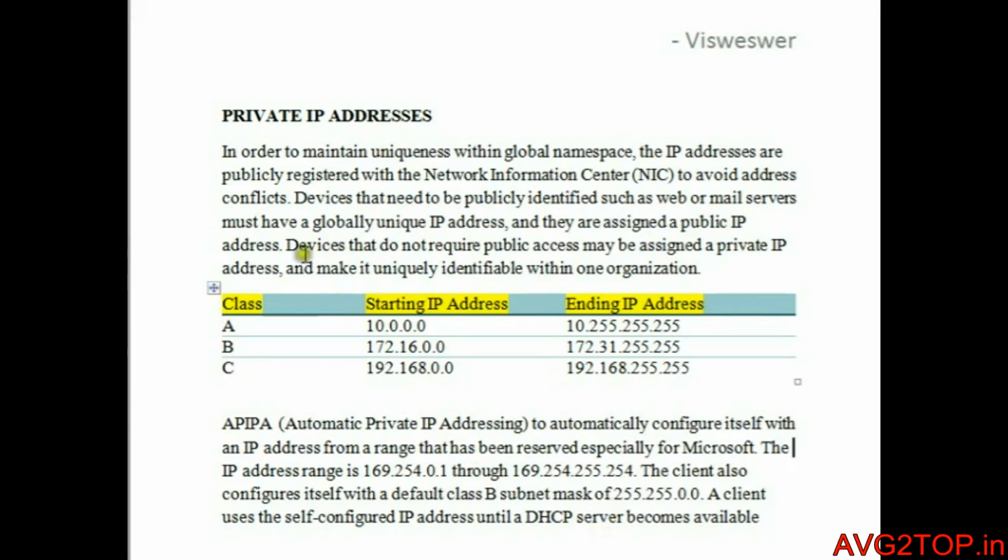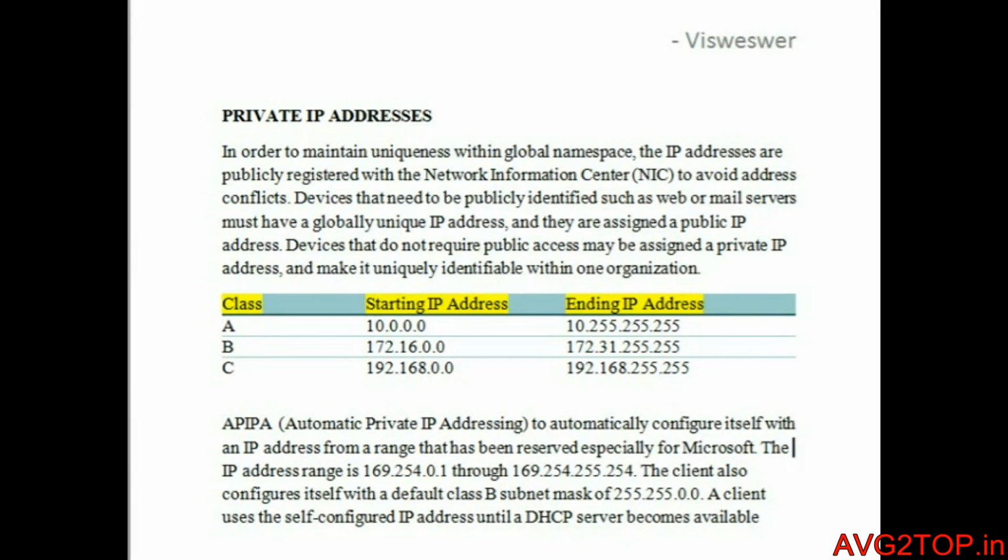Devices do not require public access, maybe, for a private IP address, and it makes a unique identification within one organization. That's what a private IP address means. It is not mandatory that it should be under a public IP address. This private can be without a public for an organization, but if it requires internet access, you might need a public IP address to join with a private one, that is in class C.